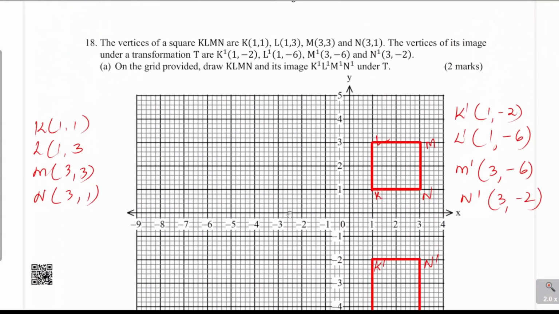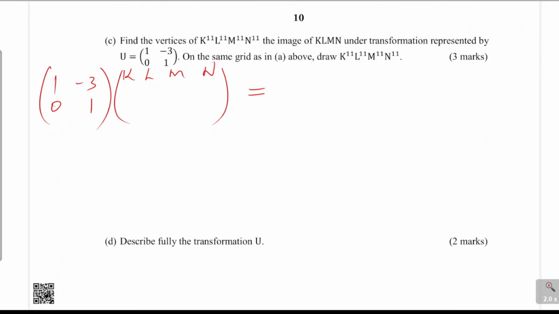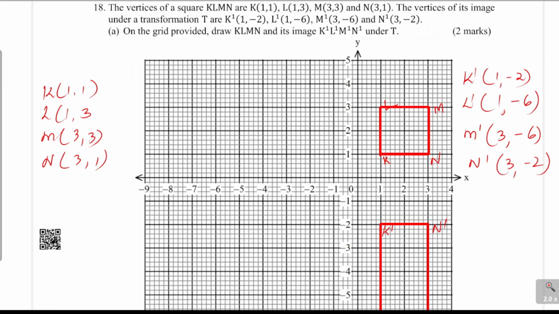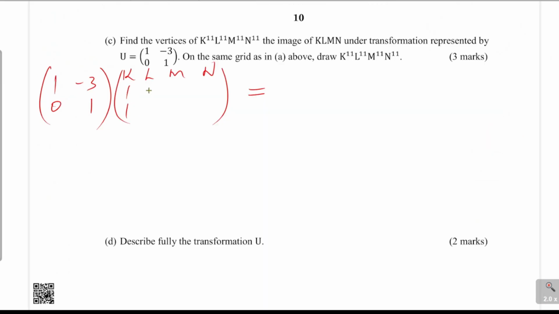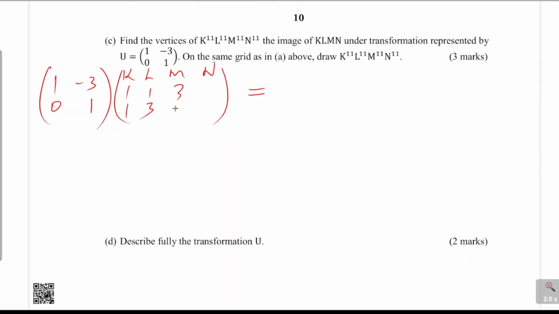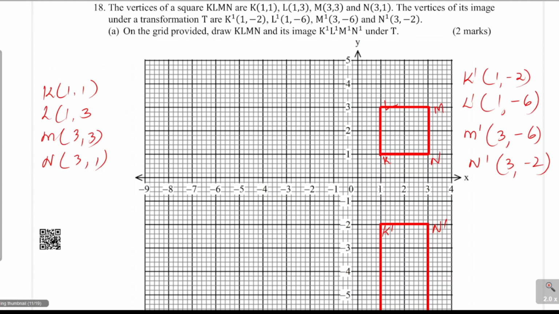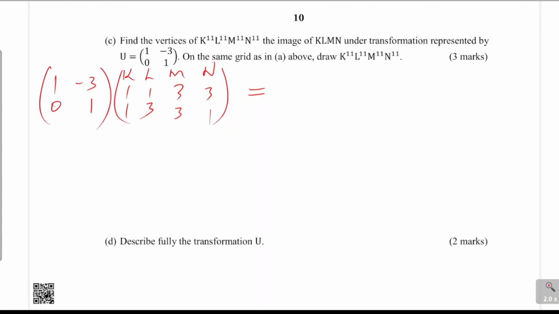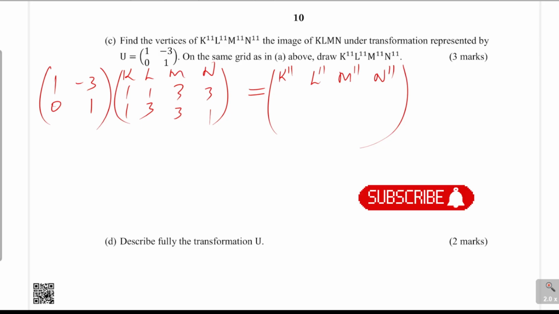So let me check here. It is okay. So K is 1 1. L is 1 3. M is 3 3. N is 3 1, like that. So now this matrix is transforming these to K double prime, L double prime, M double prime, and N double prime. So let's get the image, and then from there we can plot it.